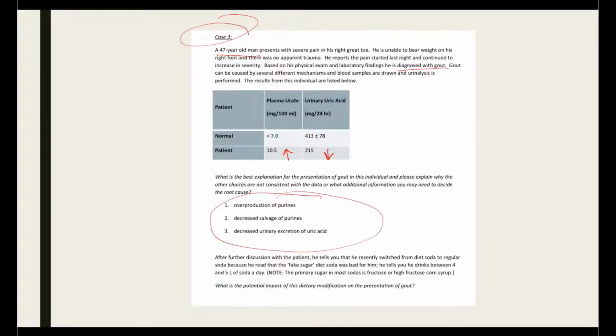It should be noted also that the patient tells that he had been drinking 4 to 5 liters of soda a day, and that he switched from fake sugar soda to regular soda. And one of the primary sugars in regular soda is fructose or high fructose corn syrup. So based on this data, I believe the best reason for his presentation of gout is due to the overproduction of purines.